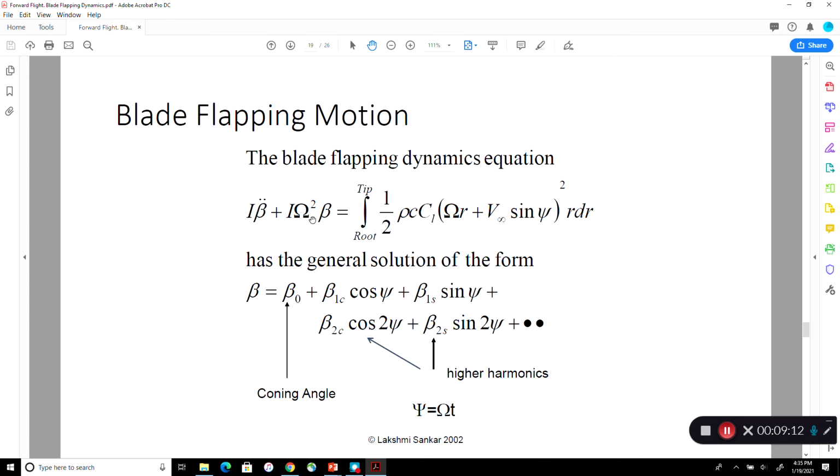analytically take the derivatives, and then find the cosine terms, sine terms, cosine 2 psi, sine 2 psi, and so forth. Equate it to what you find on the right side, term to term. So cosine term on the left side will be balanced with cosine term on the right side. Sine term will be balanced with the sine term, and so forth. This is called harmonic balance. We are going to do this in a later module after we have developed an analytical expression for CL. We are not there yet.